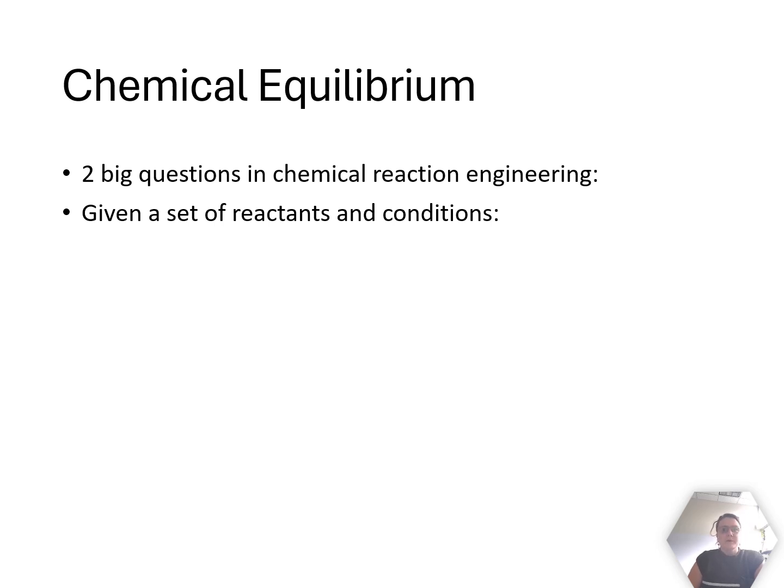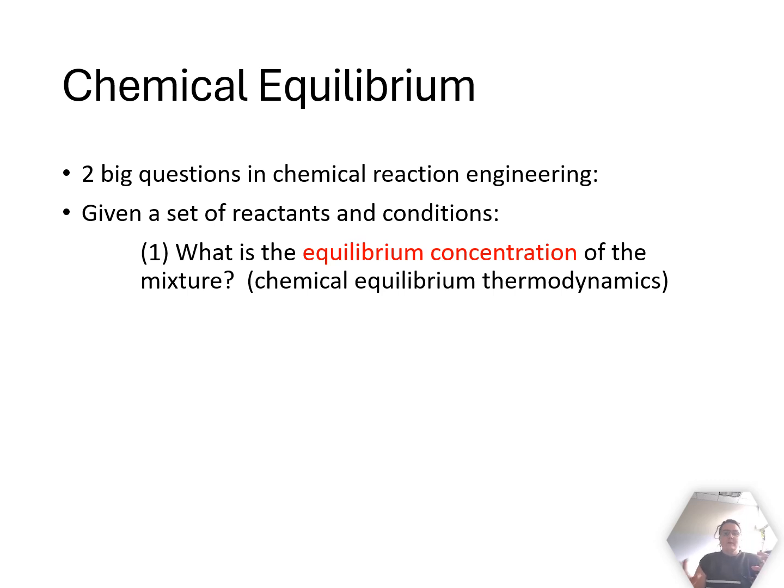In this pre-lecture, we're going to review chemical equilibrium so that we're ready to go when we start to see some of these problems. So there's two big questions that happen in chemical reaction engineering. If we're given a set of reactants and conditions, if we want to know what the equilibrium concentration of the mixture is, we're talking about what's called chemical equilibrium thermodynamics. So that's trying to figure out where the equation is at equilibrium.